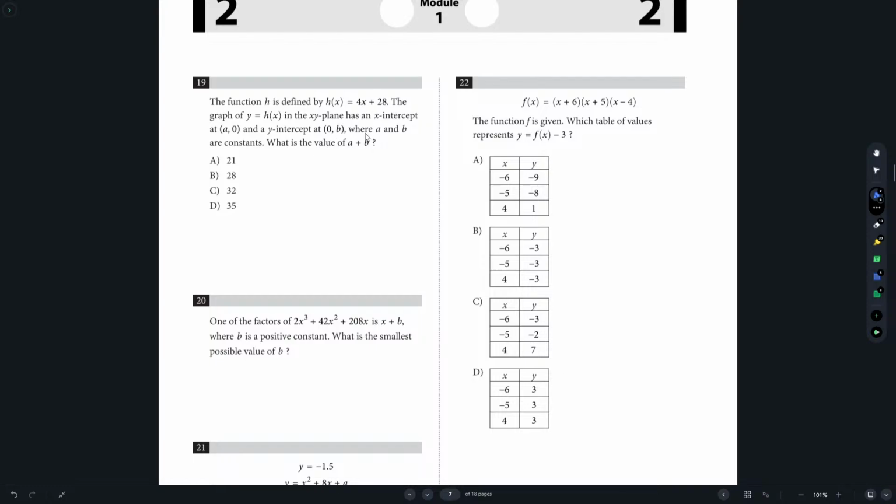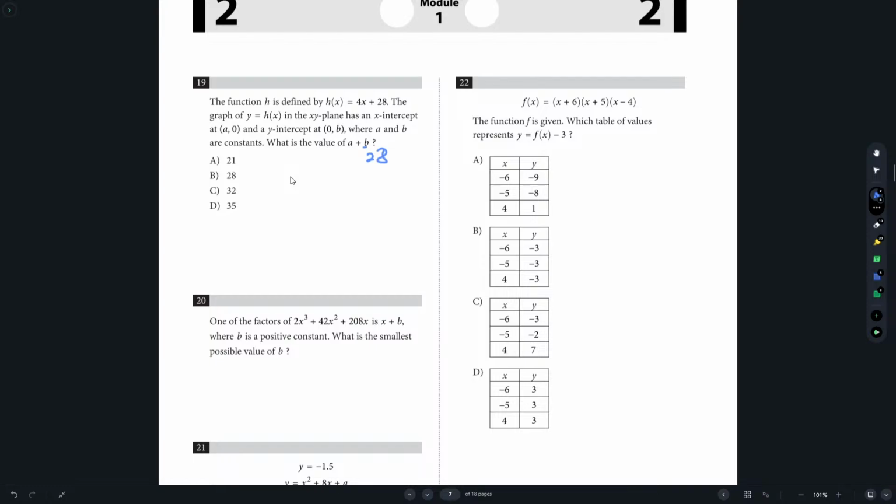The y-intercept of h of x is going to be 28. So b is 28. So we already know it's not, well, I guess it could be. So we have b is 28.